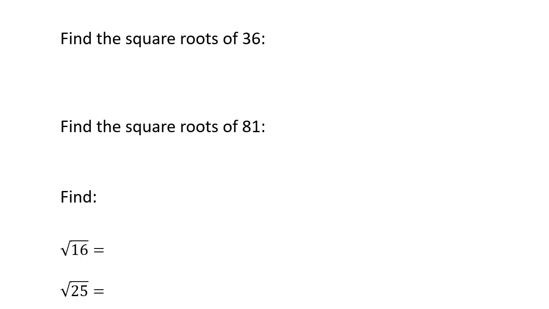So let's practice a little bit. Find the square roots of 36. They want from us the square roots, the origins. 36 is what multiplied by what? So the square roots of 36 are 6 and minus 6, because 6 times 6 is 36, and negative 6 times negative 6 is 36. Find the square roots of 81. The square roots of 81 are 9 and negative 9, because 9 times 9 is 81, and negative 9 times negative 9 is 81.